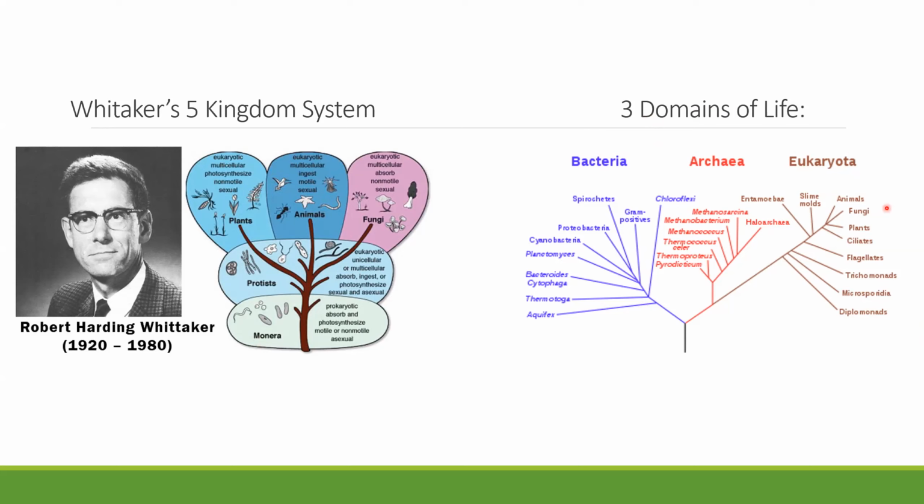Oh, and the way these were grouped into these three domains was based off of their RNA profiles. So they realized that Monera, the RNA profiles for bacteria and archaea were so different that they didn't belong to this Monera group. They shouldn't be grouped as one, so they got split into two.